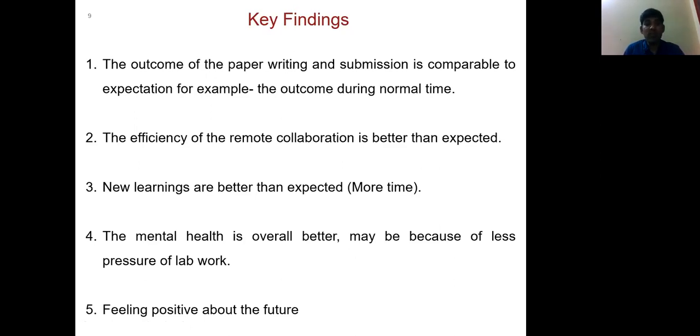Then the fifth key finding was feeling positive about the future. Everybody is on their toes with all their analysis and all their new learning, and they want to work with new energy and more fundamentally. This is the positive outcome of this pandemic situation. These are good findings, in fact, in this situation. If we focus on this type of assessment during our normal times with researchers and PhDs, they will feel more regenerated and more involved in the real kind of research.